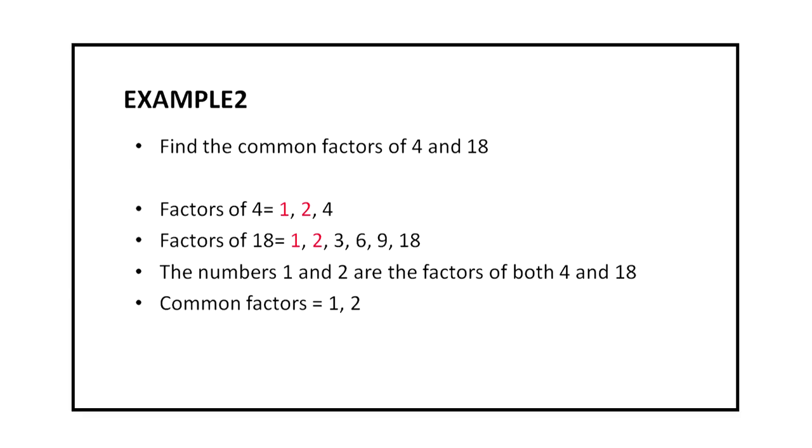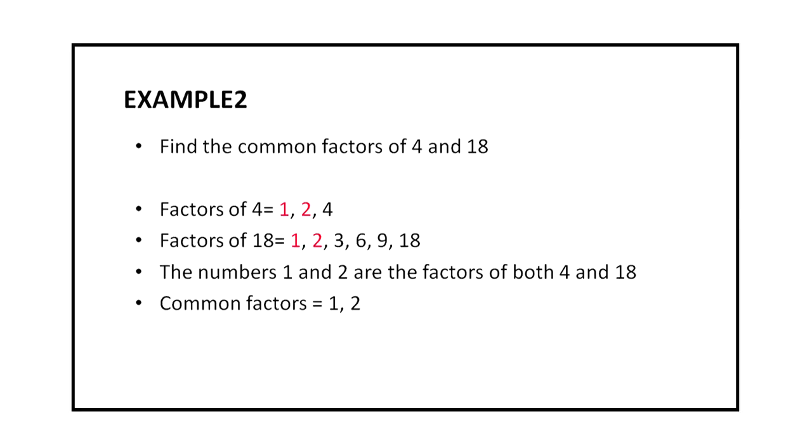Example 2. Find the common factors of 4 and 18. As done before, write down the factors of each number. Step number 2, determine the common factors of both the numbers, and that will be the common factors of 4 and 18. The factors of 4 are determined as 1, 2 and 4.